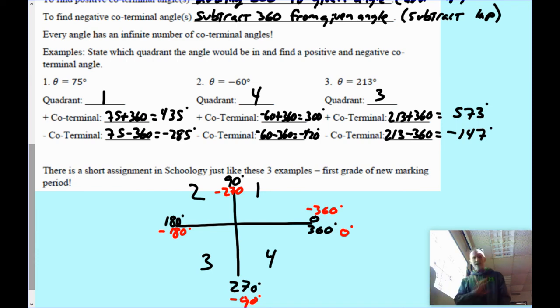Okay, so that is the very beginning of it. I wanted to keep this one short as we get into this. On the next video, we're going to talk about a different way to measure angles, which is in radians. So the next video, we'll talk about what a radian is and how to convert back and forth from radians to degrees, and revisiting coterminal angles in terms of radians instead of degrees.